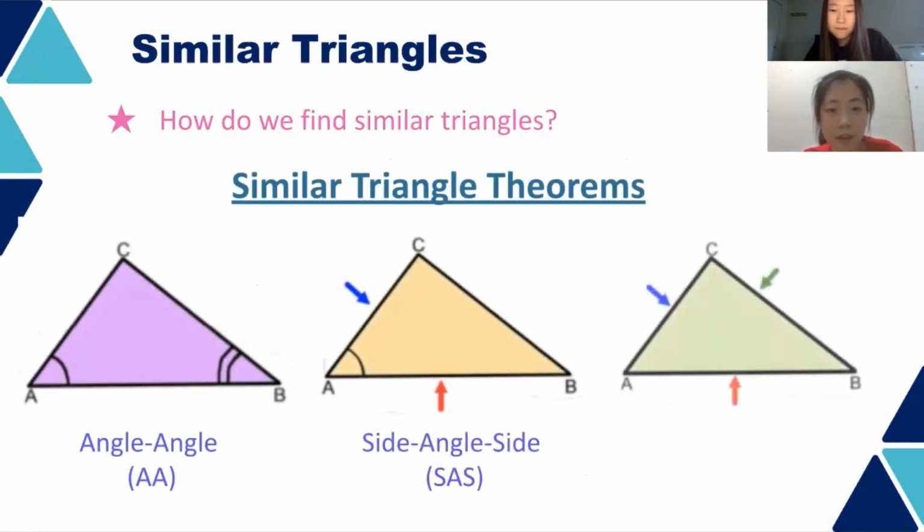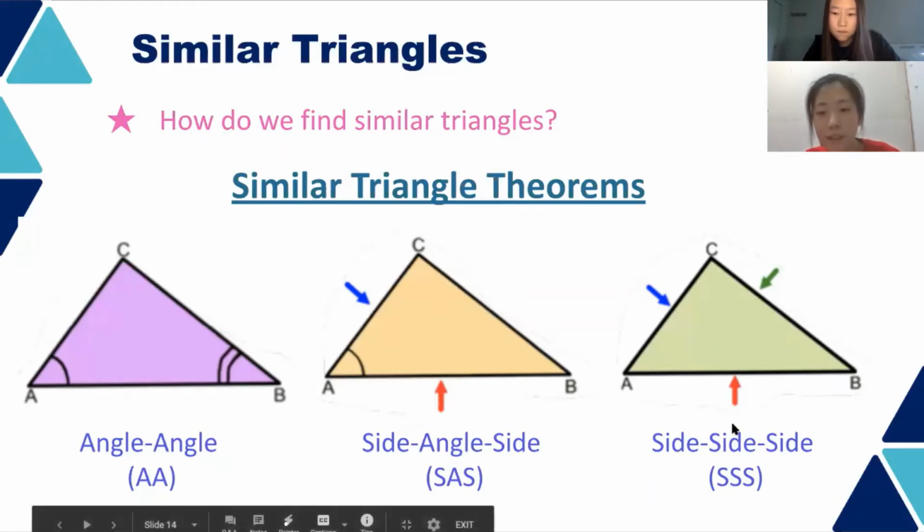So how do we find a similar triangle? Well, we have to use the similar triangle theorems. The first way is when the triangles have two equal angles. The second way is if the two triangles have two proportional sides and one angle in between. And the last one is when all three sides of the triangles are proportional. That means the degrees are also equal, which means it's also a similar triangle.